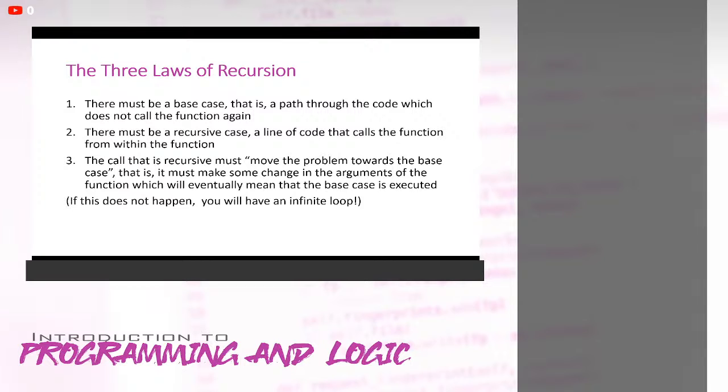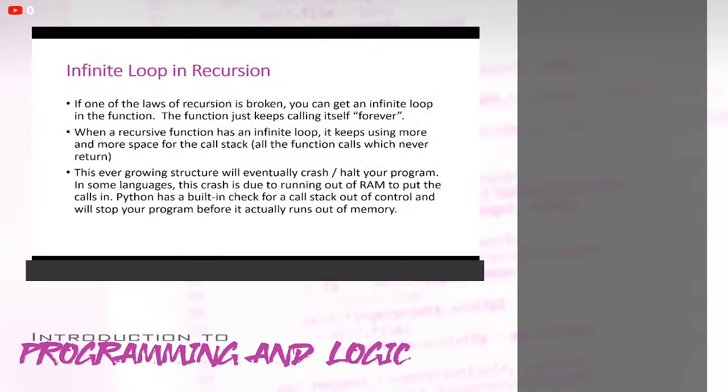We have to increment that value so that eventually we get to the point where we want to stop taking steps. That's what we're doing here. If we don't do that, we're going to end up in an infinite loop. An infinite loop is where something just keeps going over and over and over forever. We don't want that.